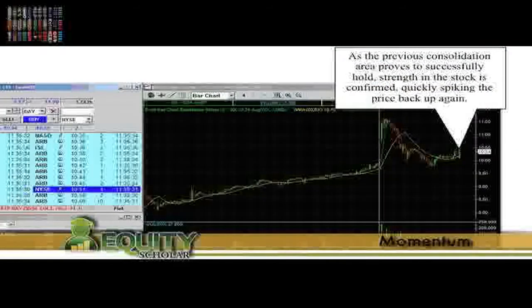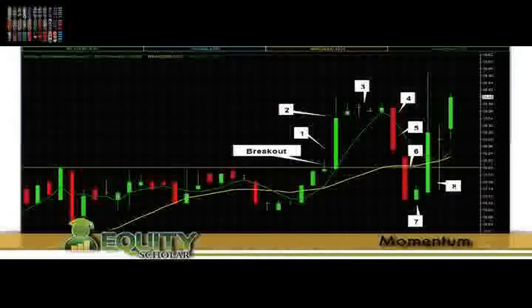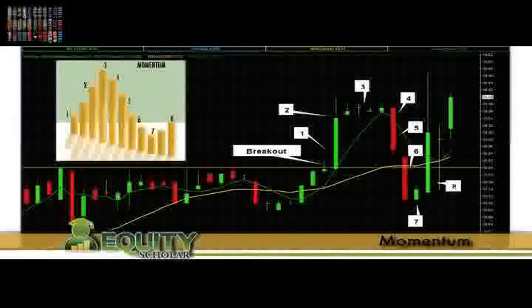In this next slide, we see the stock successfully hold its support level, thus confirming strength. Because of this, shorts lock in quick profits and new buyers enter, thus creating a dramatic move back up. And from this last slide, we see a zoomed in chart of the price action that occurred in Blackstone. Notice how this pattern closely resembles that of the illustration previously shown.